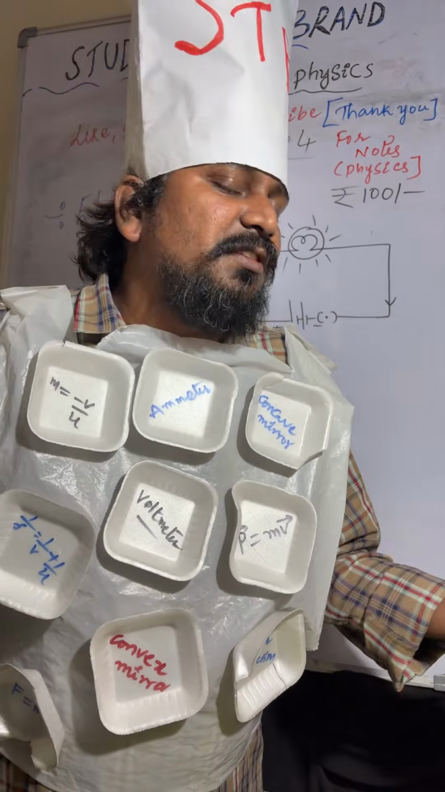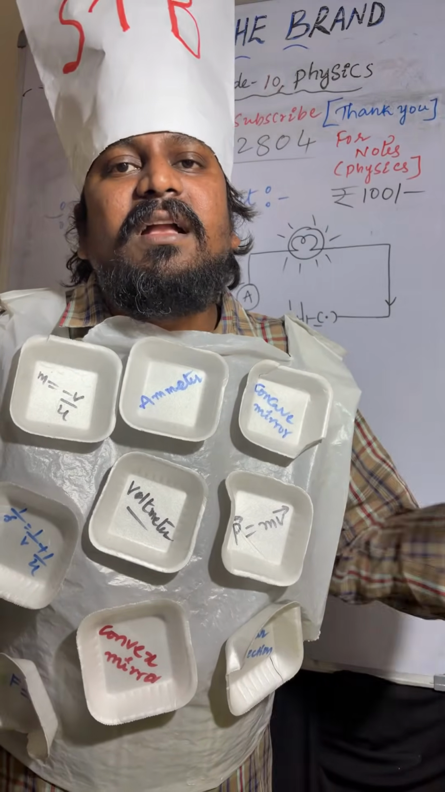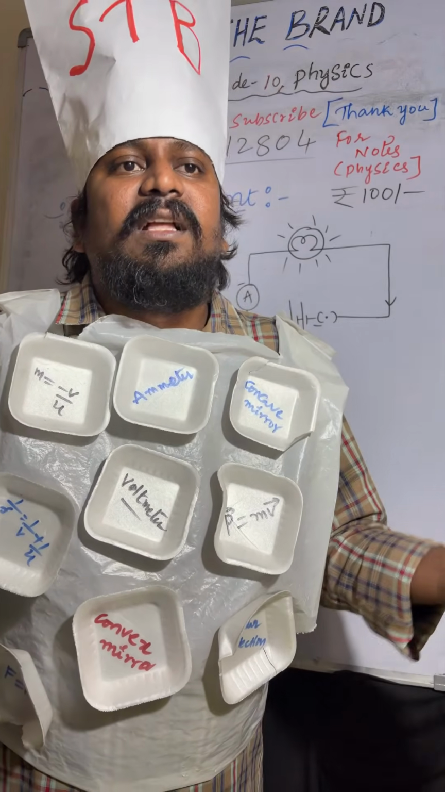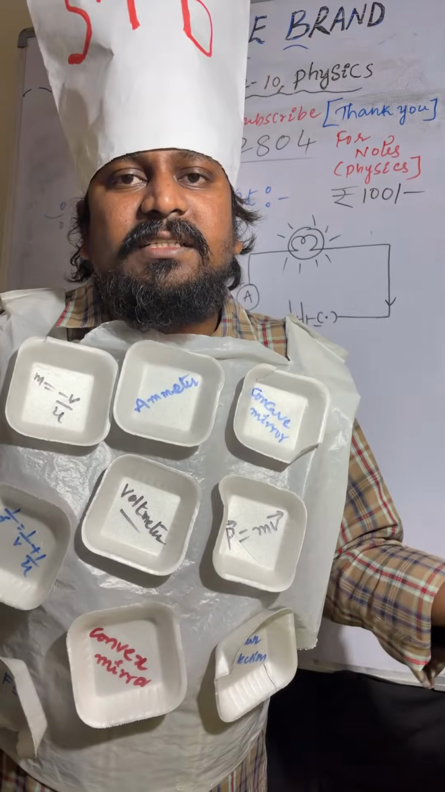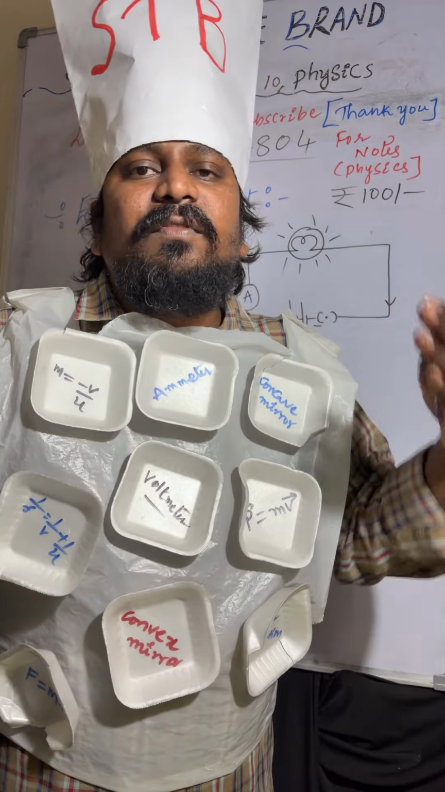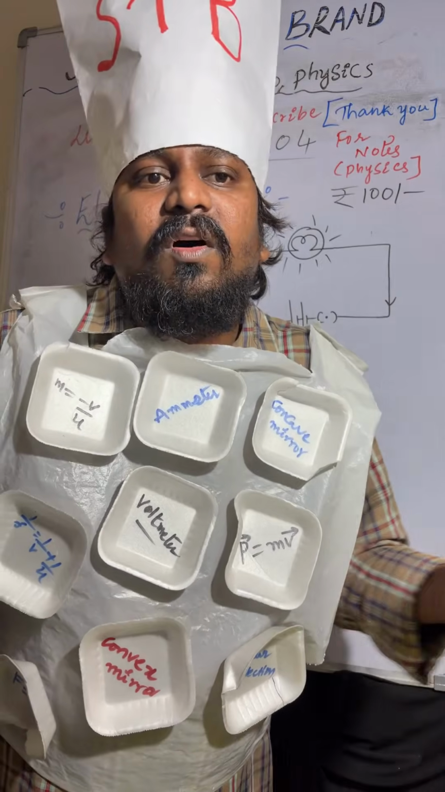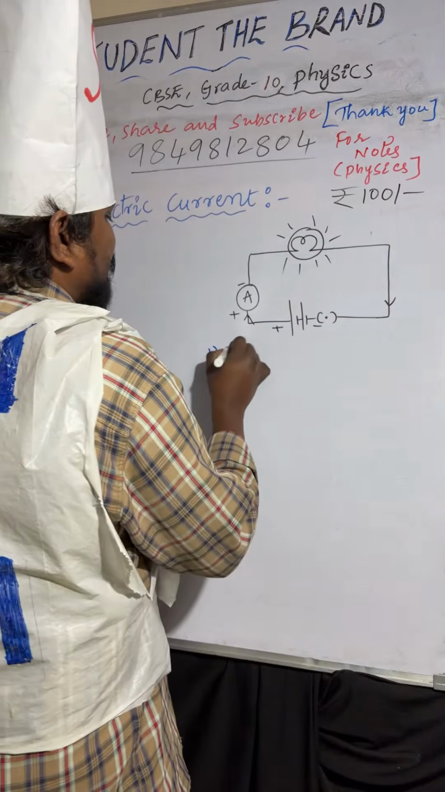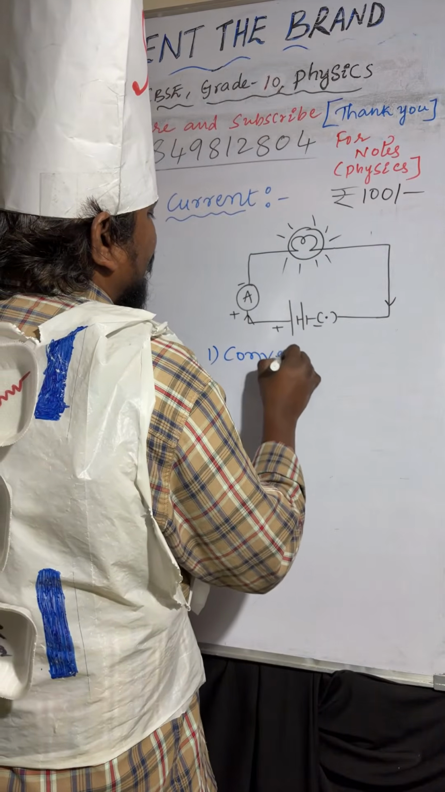So what is conventional current? Conventional current is nothing but the flow of positive charges. The rate of flow of positive charges is known as conventional current. What is electric current? The flow of electrons is known as electric current. First one is conventional current, the flow of positive charges.